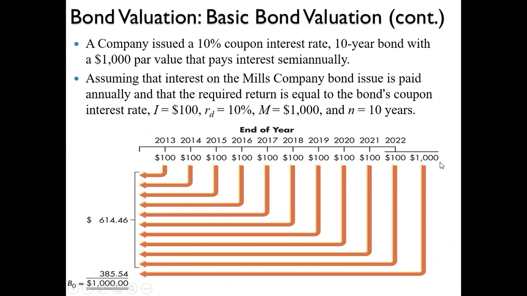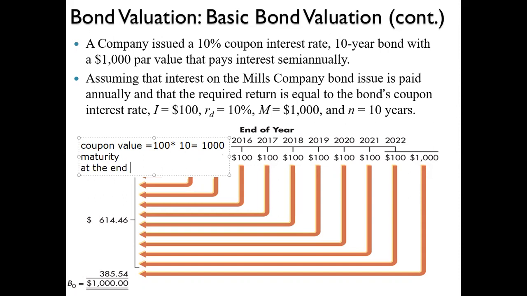So this is two things. First, I receive 100, 100, 100 for 10 times. So basically, it is 100 each year. I receive the coupon value. So the coupon value is 100. Number of 100s times 10, then I will have 1,000. In addition to this 1,000, at maturity, at the end of the date, I will have another 1,000.